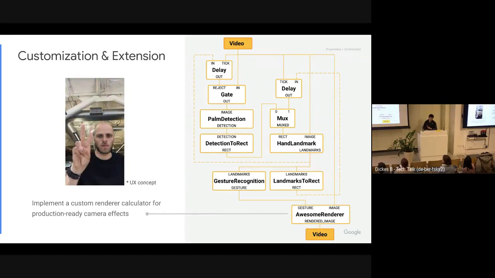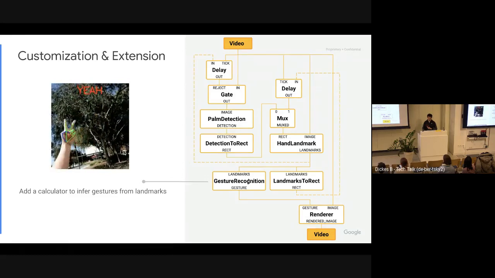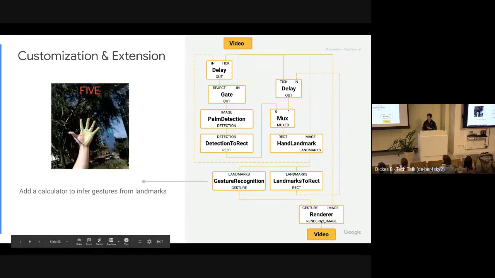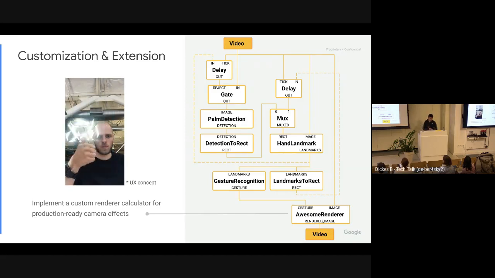And what if you want to get fancy, right? Like this guy, you want to render beautiful effects every time it comes out. Then instead of the ugly renderer you saw here, you can change the calculator to the awesome renderer. Again, my whole point of showing you this is the calculator and node modularity allows you to change the calculators in the graphs, and then you can have different stuff.